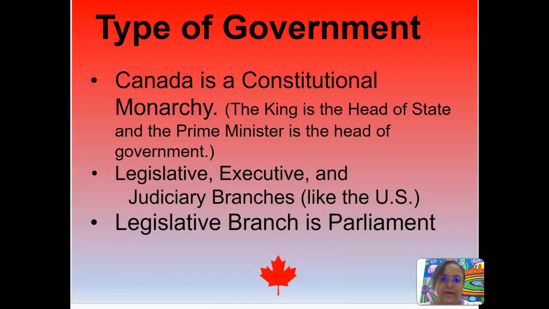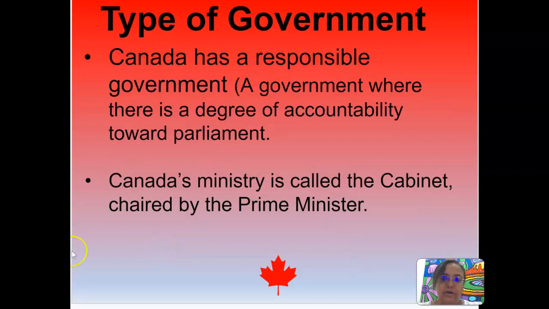Types of government. Canada is a constitutional monarchy. The king is the head of state, and the prime minister is the head of government. They have legislative, executive, and judicial branches like the United States. The legislative branch is Parliament. Canada has a responsible government, a government where there is a degree of accountability towards Parliament. Canada's ministry is called the Cabinet, chaired by the Prime Minister.